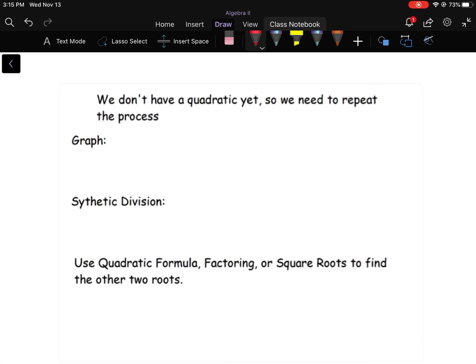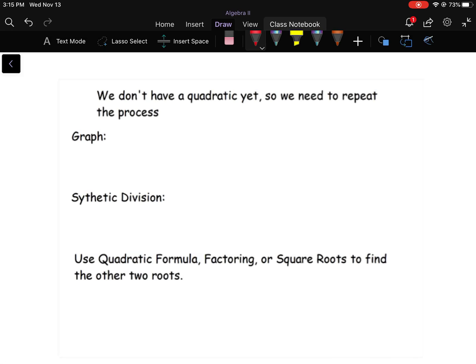Okay, so here's kind of the process again. You don't have a quadratic yet, so you need to repeat the process. So I did. I took my cubic, I graphed that. I did synthetic division. I found out that 1/2 was one of my answers. When I finally get to a quadratic, I need to use either the quadratic formula, factoring, square roots, or any other method to find those 2 roots. So the idea is to graph and use synthetic division until you finally get down to a quadratic, because quadratics, we have multiple methods to solve.